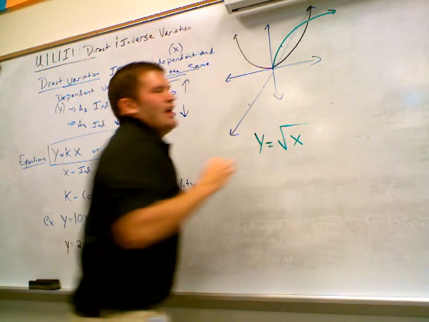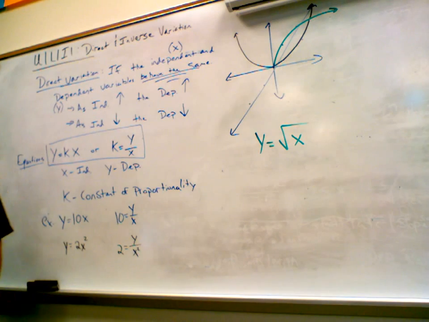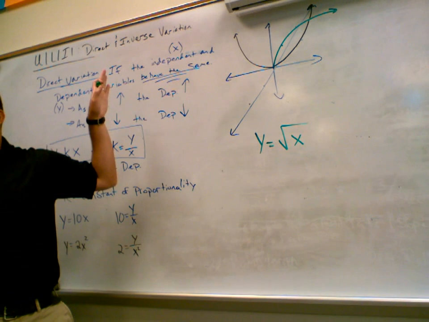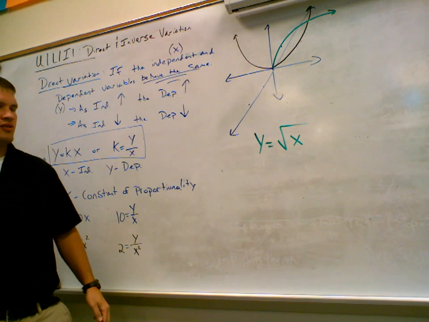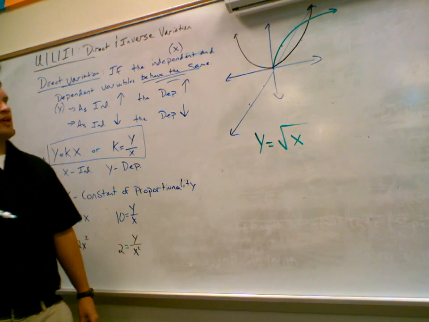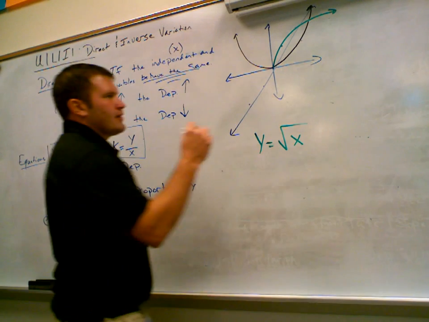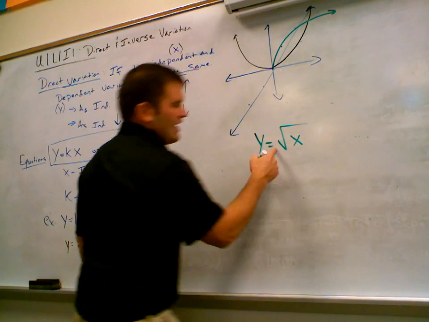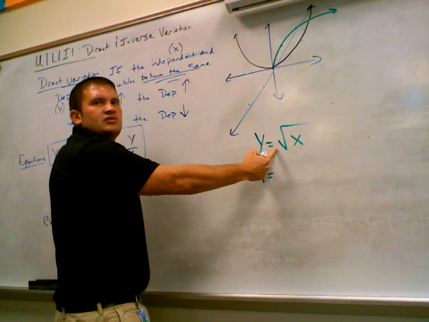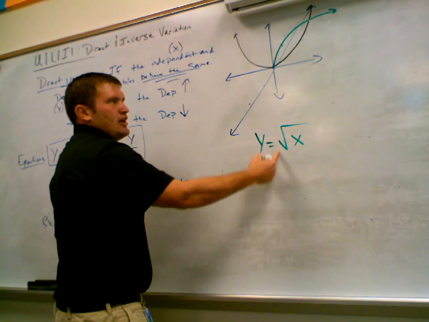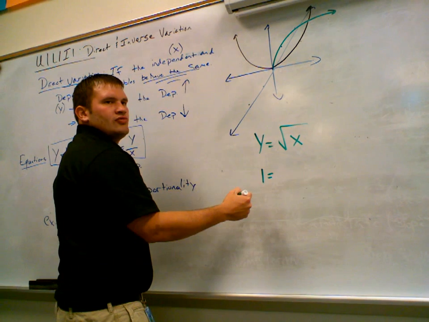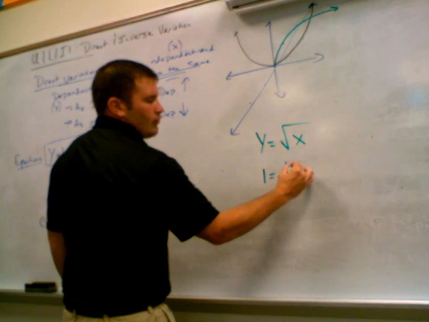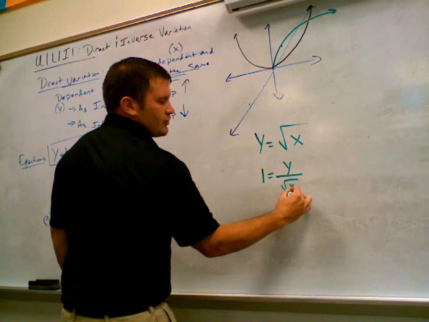Looks like that. And it doesn't go this way because can we square root negatives? No. Now this one would be, since I have no number right here, my k is what? 1, right? And so it's going to be 1 equals y over the square root of x.